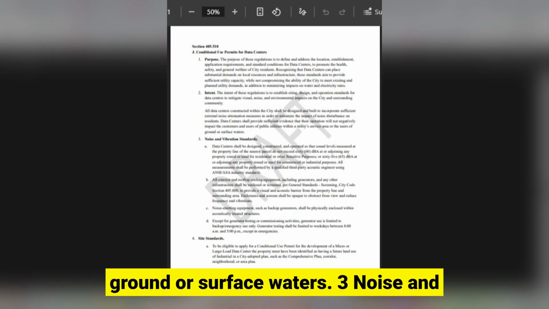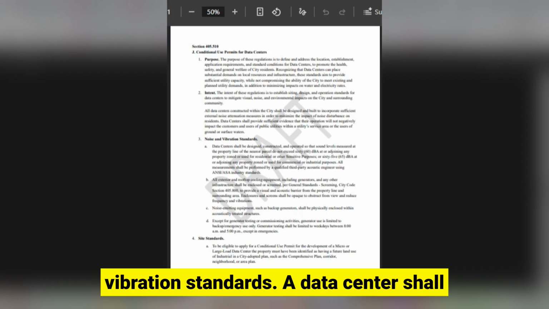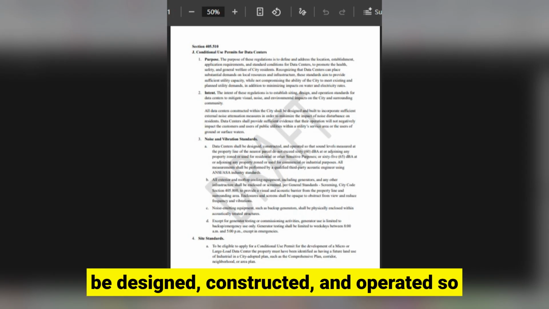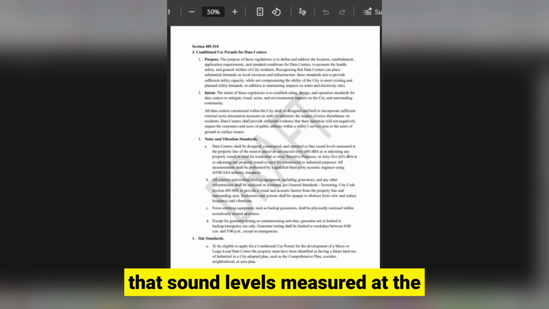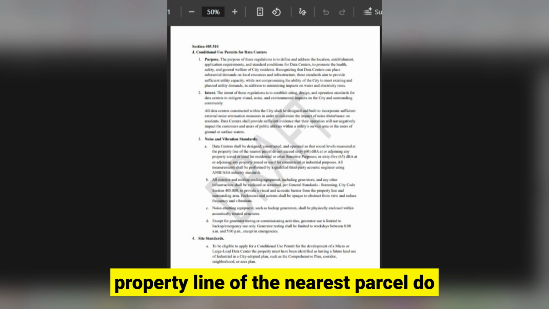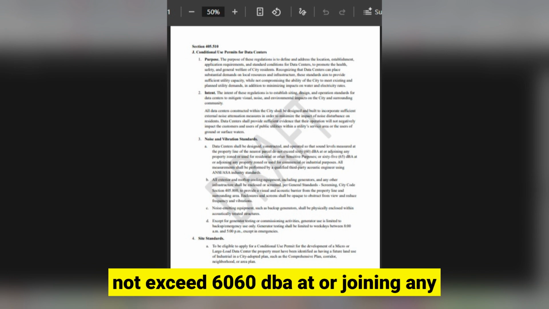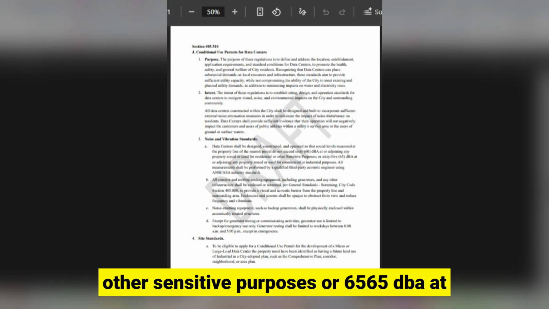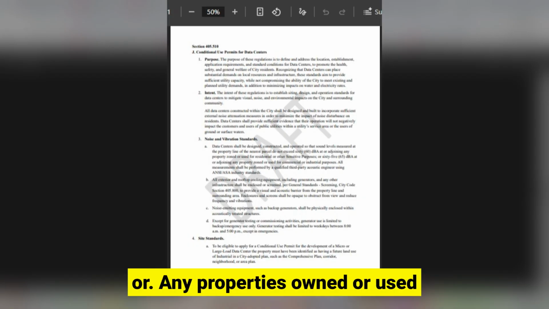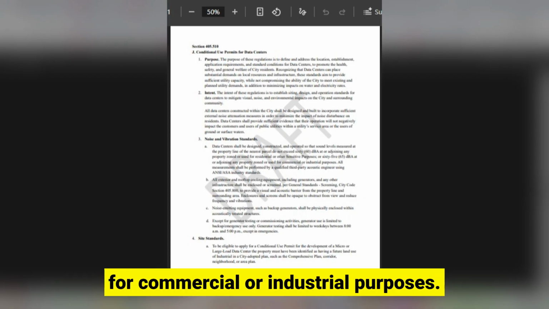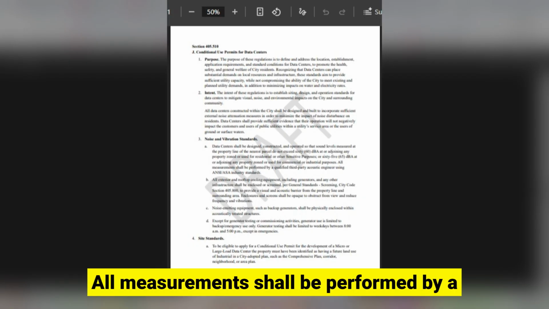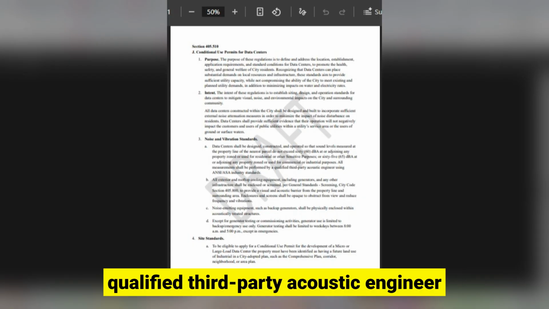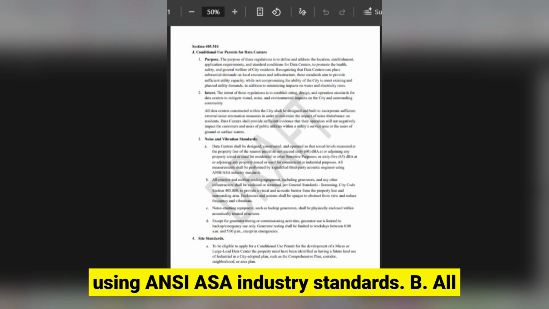3. Noise and vibration standards. A. A data center shall be designed, constructed, and operated so that sound levels measured at the property line of the nearest parcel do not exceed 60 dBA at or adjoining any property zoned or used for residential or other sensitive purposes, or 65 dBA at or adjoining any property zoned or used for commercial or industrial purposes. All measurements shall be performed by a qualified third-party acoustic engineer using ANSI/ASA industry standards.